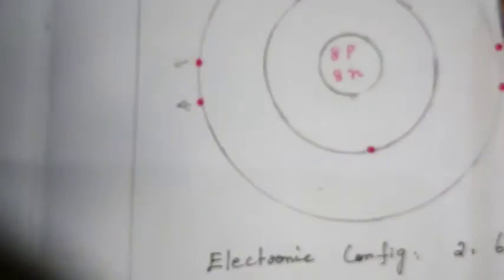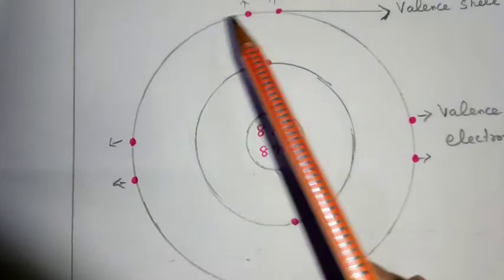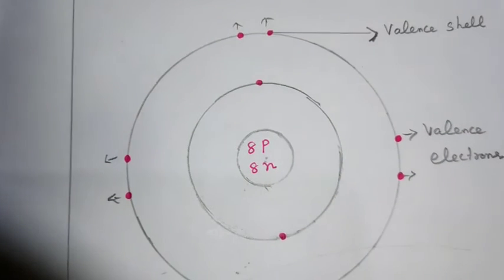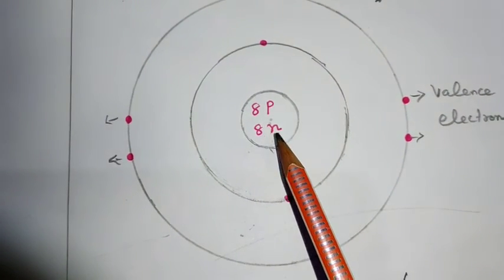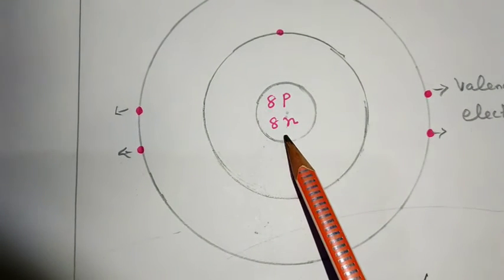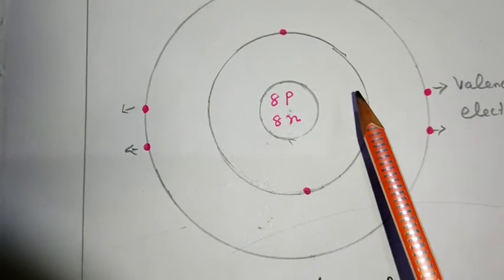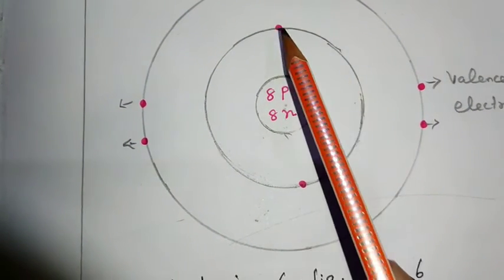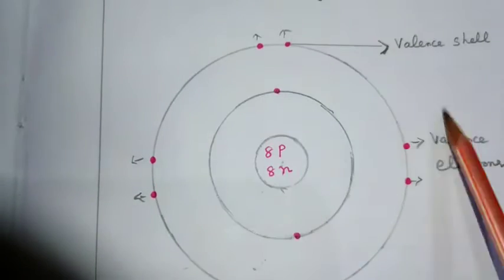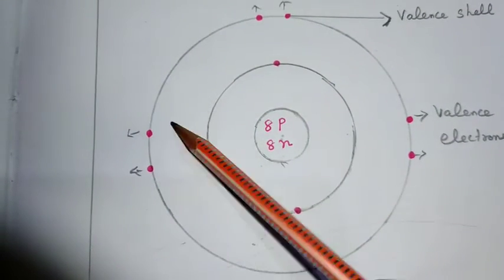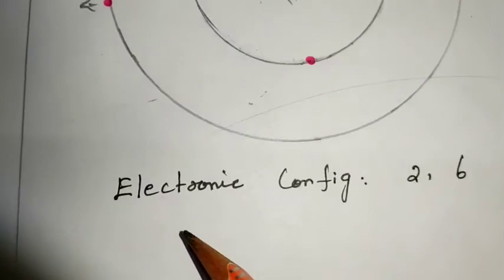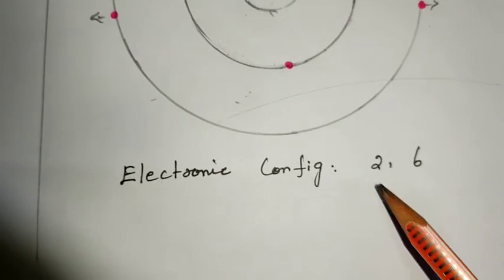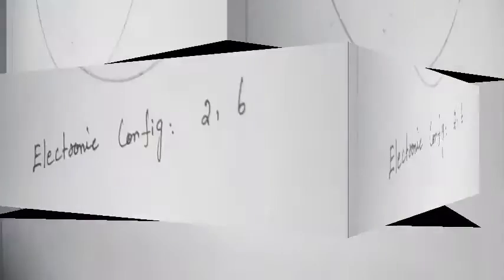That electronic configuration is shown in the diagram, children. How many protons and neutrons are inside the nucleus? 8 protons and 8 neutrons. Electrons also 8. In the first shell 2 electrons, 1, 2. In the second shell how many electrons? 1, 2, 3, 4, 5, 6. 6 electrons. So if you write that electronic configuration, 2, 6.